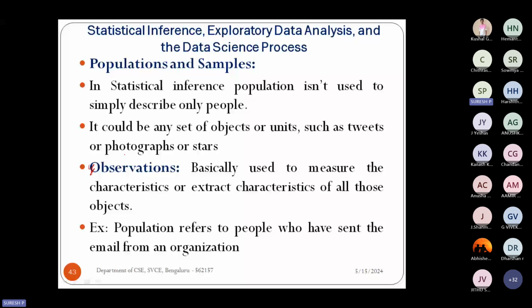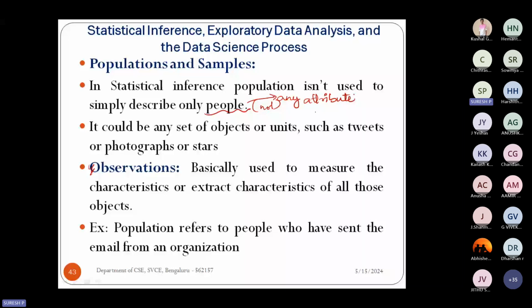It may be any parameter or any attribute you can name. Population here depends upon the type of analysis or the prediction you want to make. What are the attributes you have to consider for that particular analysis? That will be referred to as your population.